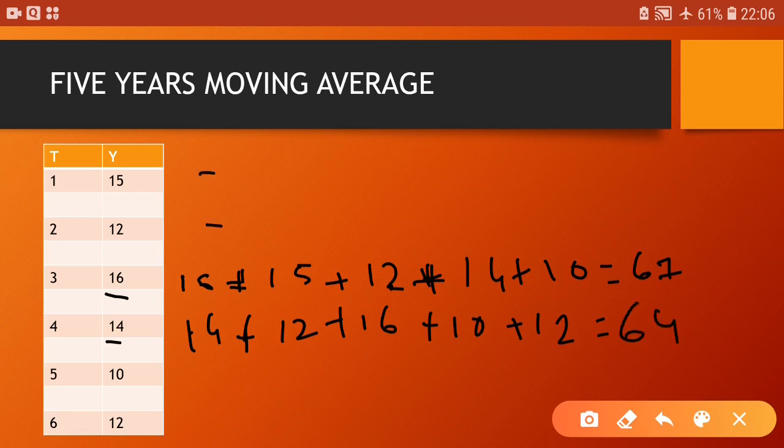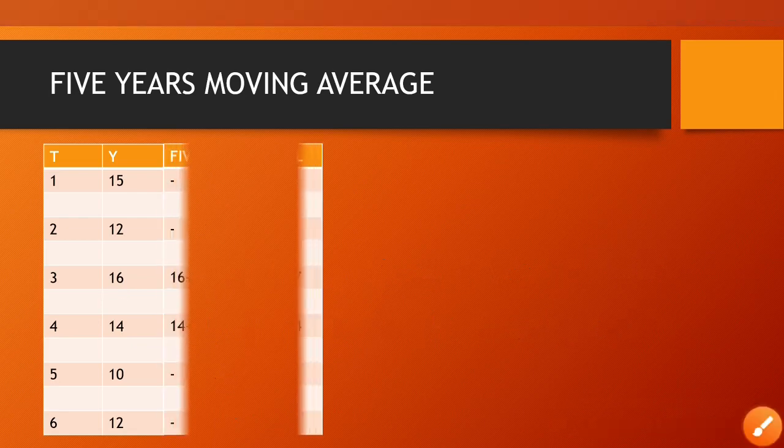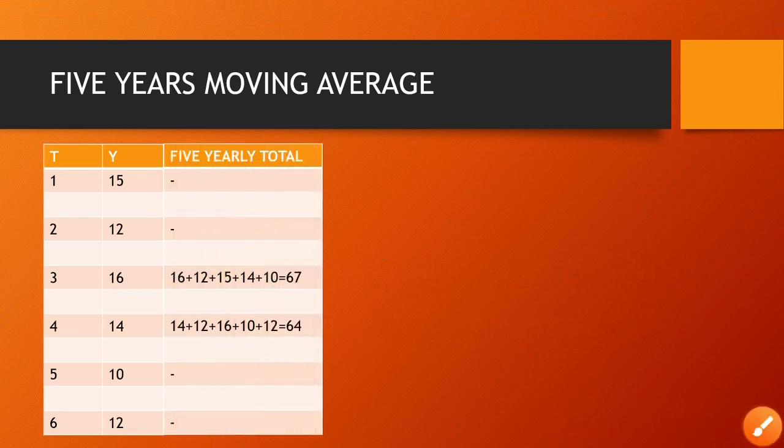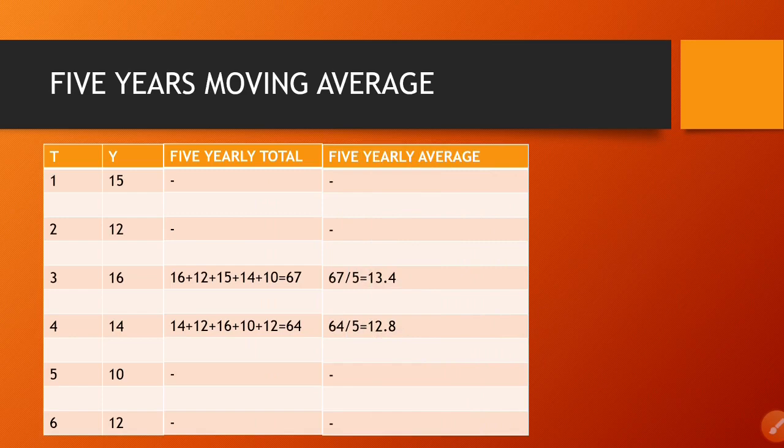In the first and second year it will be blank, and in the last 2 years it will be blank, as you will not get the up and down values in the respective manner. This way you will be solving the 5 years moving average. It is quite easy. As this is 5 years average, you will divide by 5. If the total is 67, you divide by 5, that is 13.4, and if the total is 64, dividing by 5 gives 12.8.